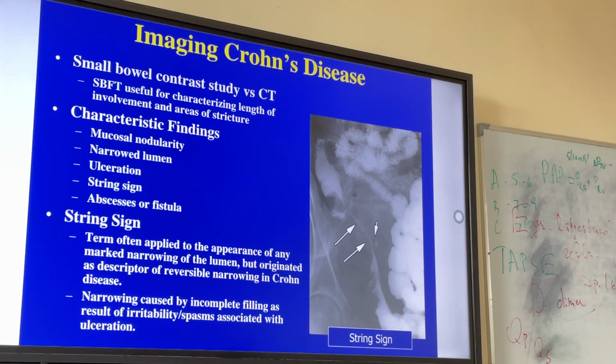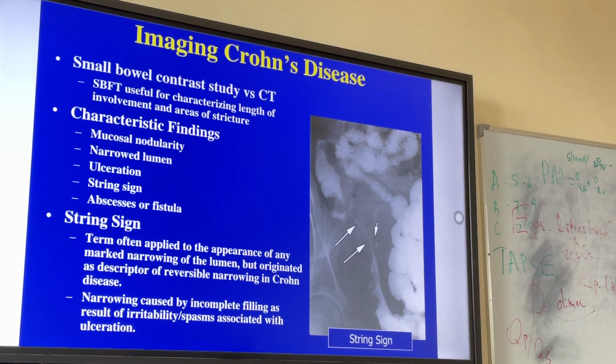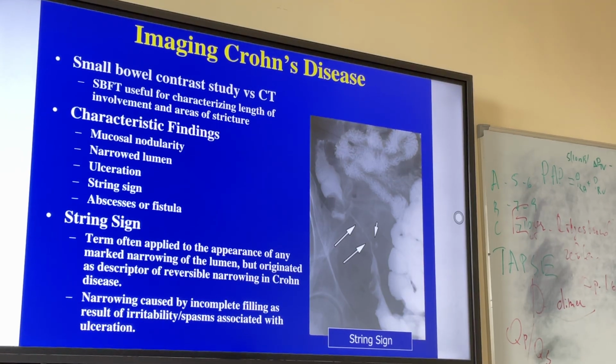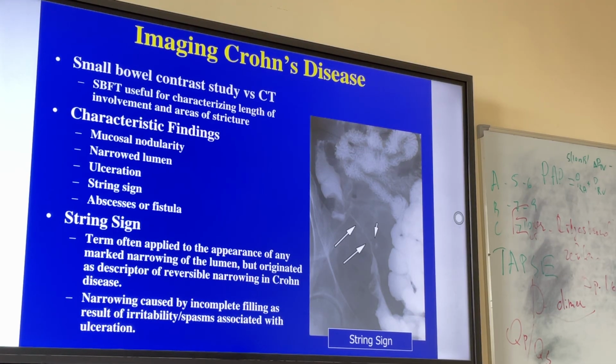Now, in this sense the contrast study has an advantage, look, because we may see the length of involvement and the areas of strictures, so no need for CT. Characteristic findings: you see abscesses or fistula, string sign. That is in general about imaging. Narrowed lumen, mucosal nodularity, ulcers.